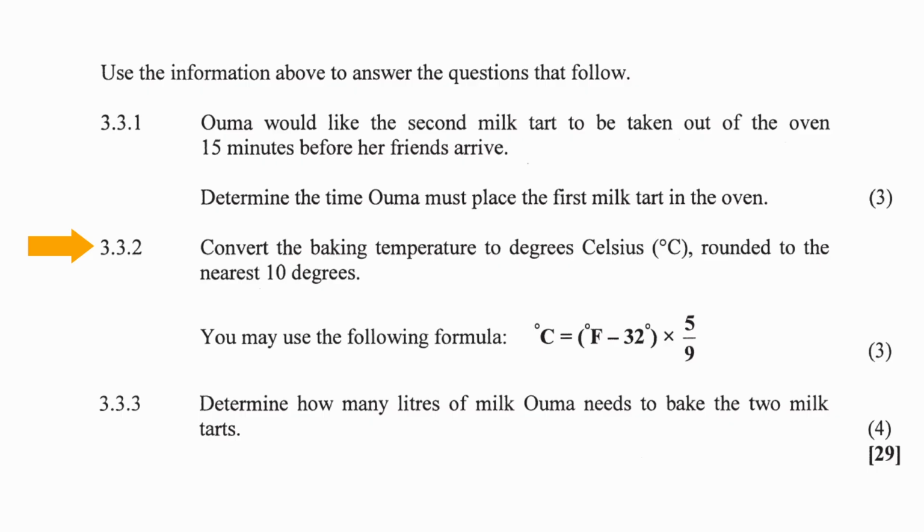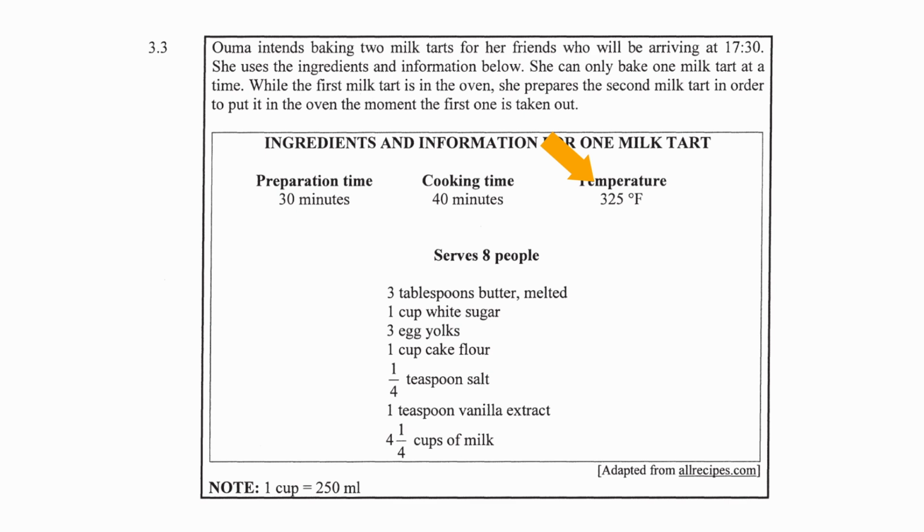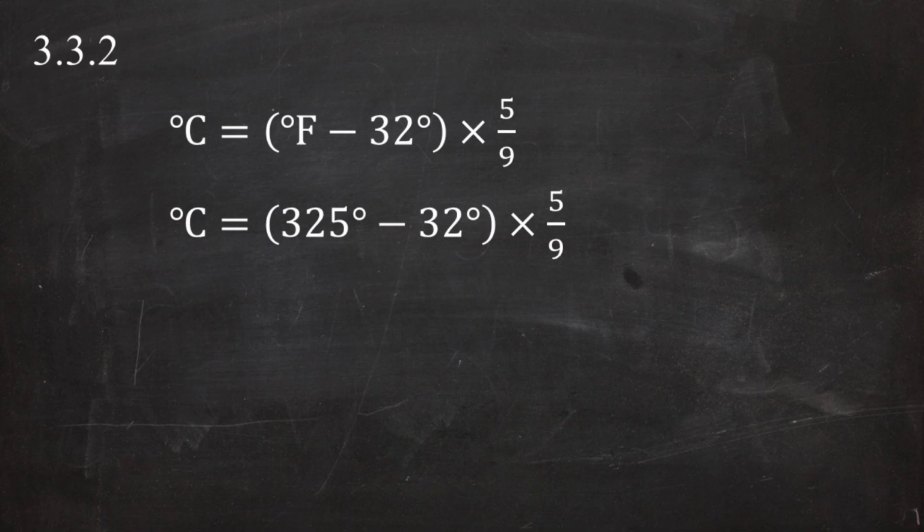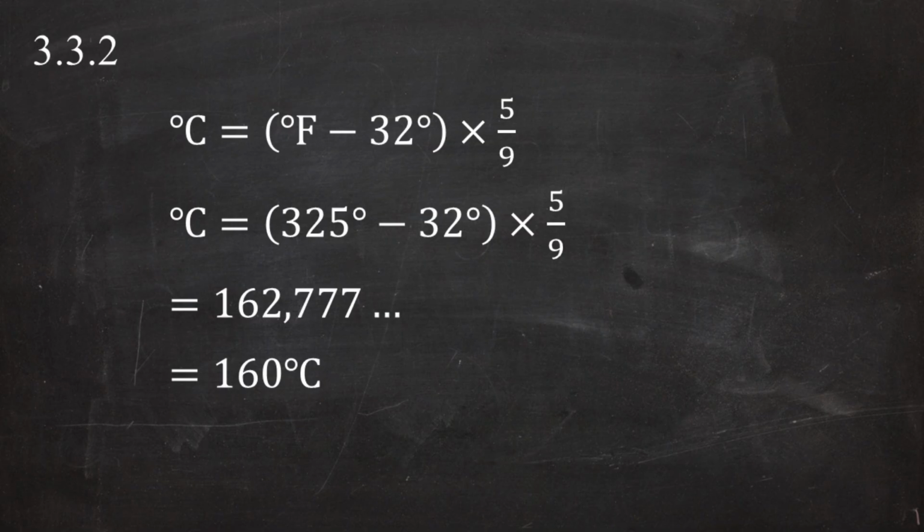In question 3.3.2, you are instructed to convert the baking temperature to degrees Celsius rounded to the nearest 10 degrees. You may use the following formula. Degrees Celsius equals the difference between degree Fahrenheit and 32 degrees multiplied by 5/9. Substituting the value of 325 degrees Fahrenheit into the formula and simplifying will give us the temperature of 162,7 recurring. Rounding this number to the nearest 10 degrees will give us a temperature of 160 degrees.